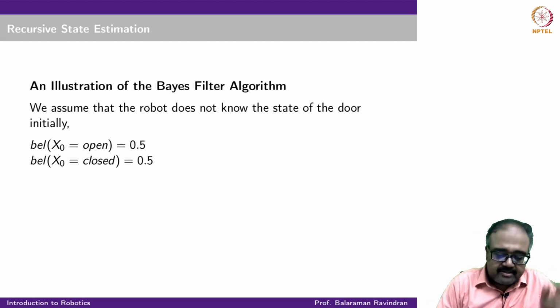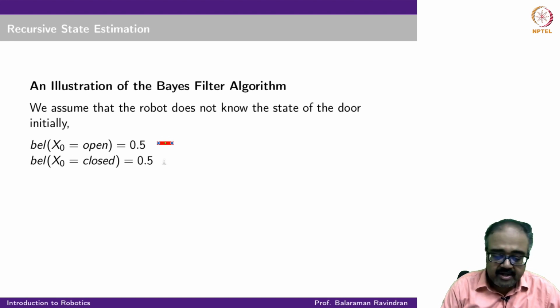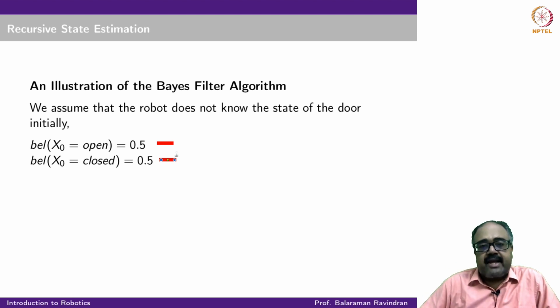So I encode it like this. The belief that the door is open, that is, I think the door is open with probability half, and I think the door is closed with probability half, and this is true before I make any sensing actions. Is that clear? Before I make any sensing actions, I think the door is open with probability half, the door is closed with probability half.